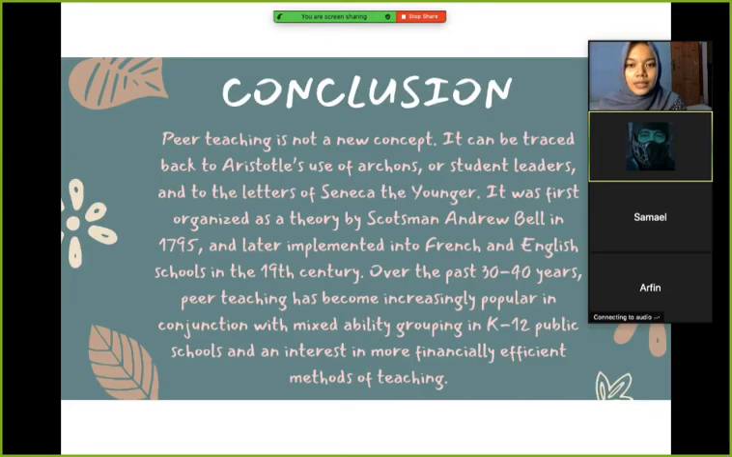Conclusion: peer teaching is not a new concept. It can be traced back to Aristotle's use of archons or student leaders and to the letters of Seneca the Younger.